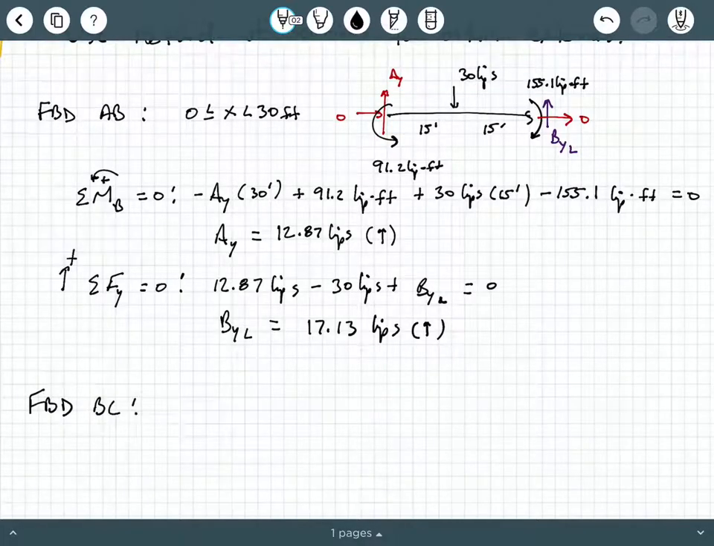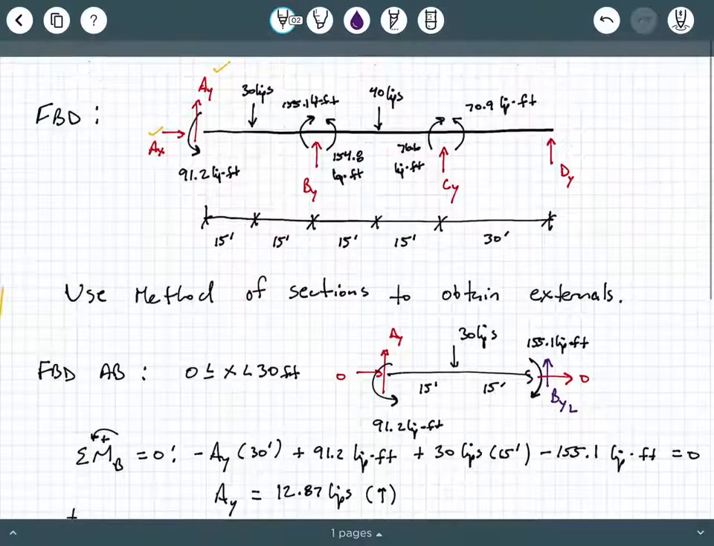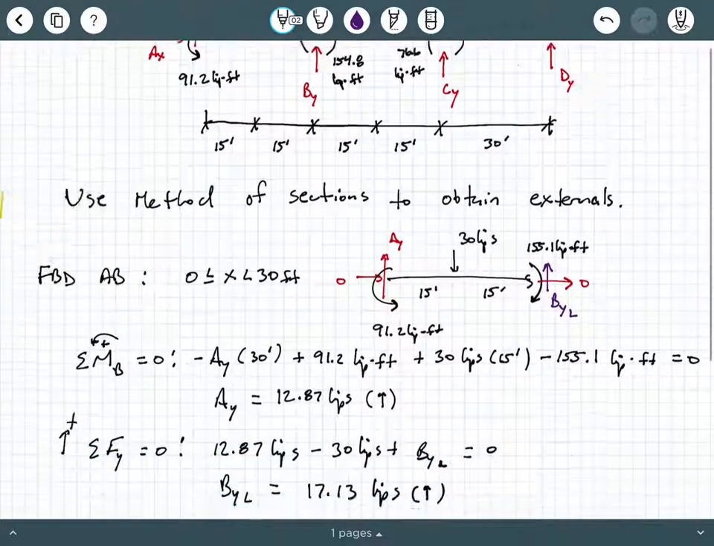So we're going to say FBD of BC. And we're doing something very similar to, at this point it's identical to what we did with slope deflection. So BC, we're going to have a BY right, and then here we're going to have a CY left. Okay? And what else do we have here?